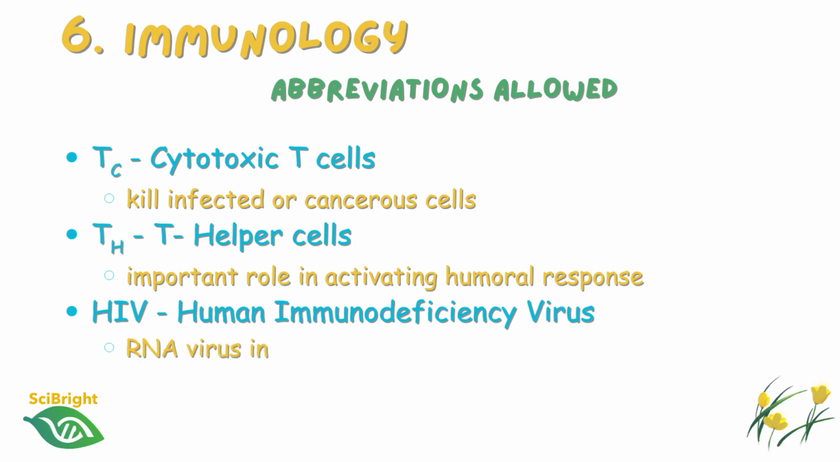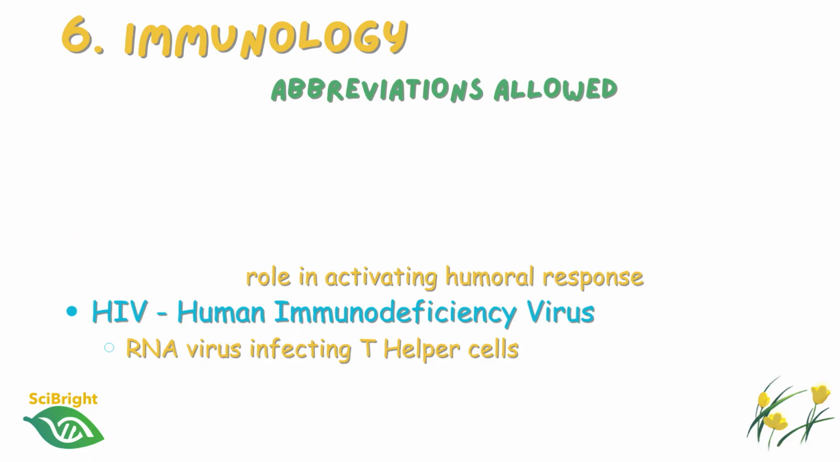We're also allowed TH for T helper cells. Remember the 4 roles that T helper cells have: activating B lymphocytes, producing cytotoxic T cells and T memory cells, and stimulating phagocytosis. And then we have HIV, our human immunodeficiency virus. Remember, this virus attacks the T helper cells.